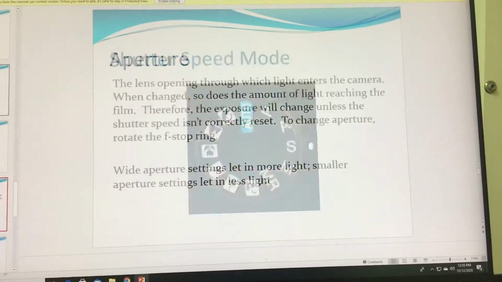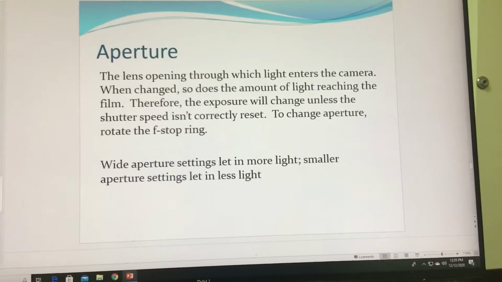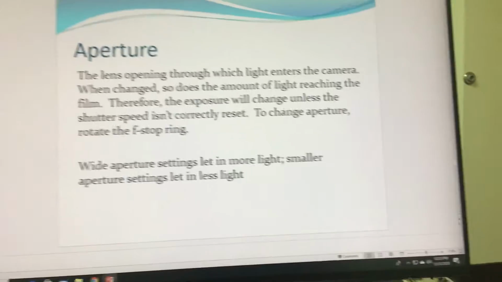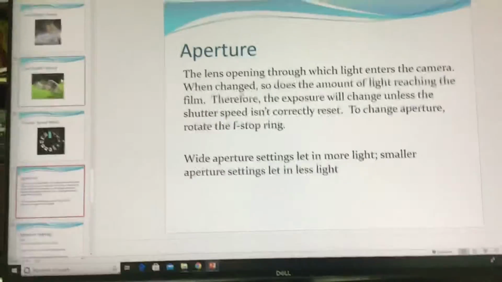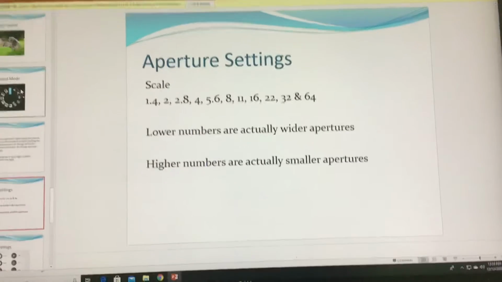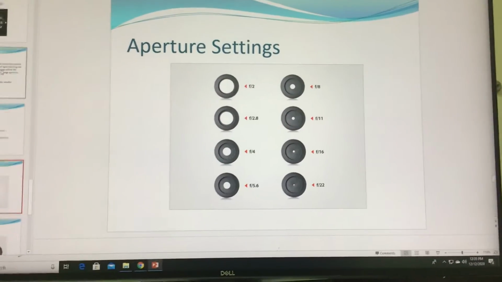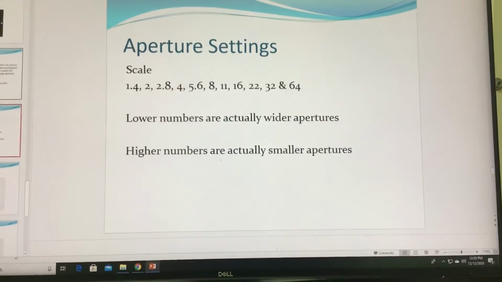Aperture, the lens opening through which light enters the camera. It's basically that little hole I told you about that looks like an iris, and it changes sizes depending on what you're doing. So that's what aperture looks like.